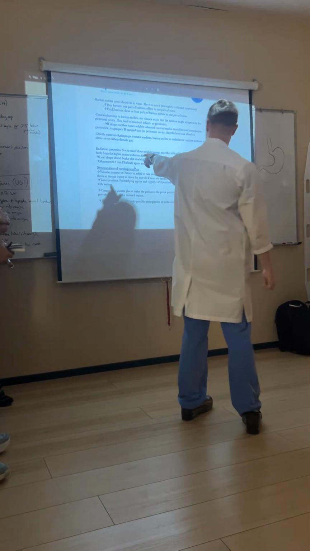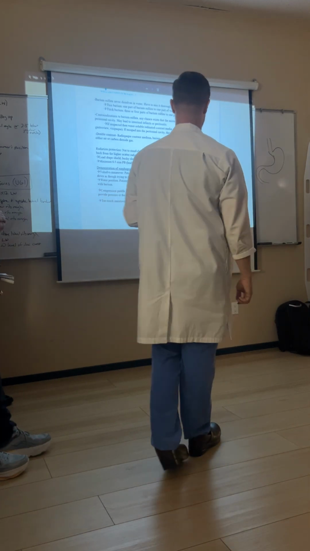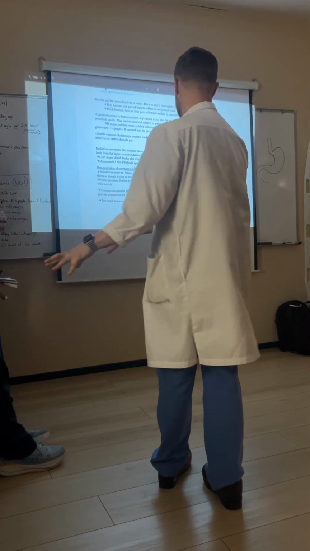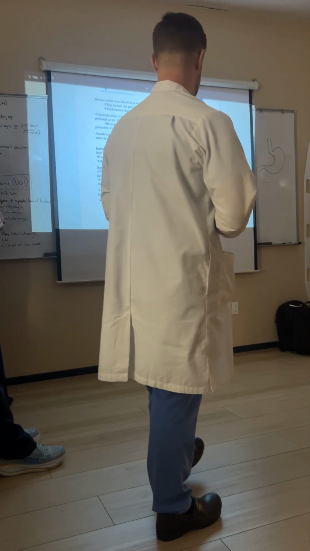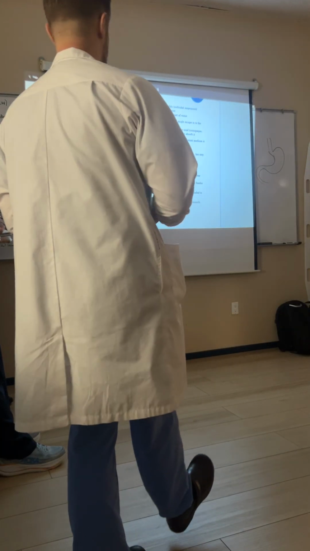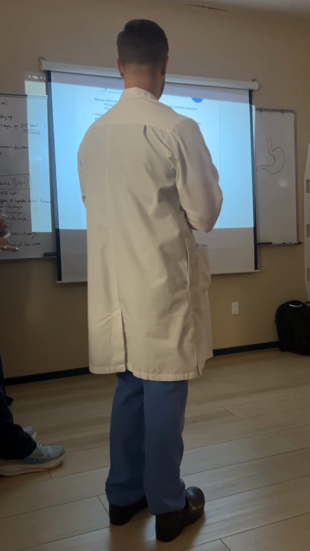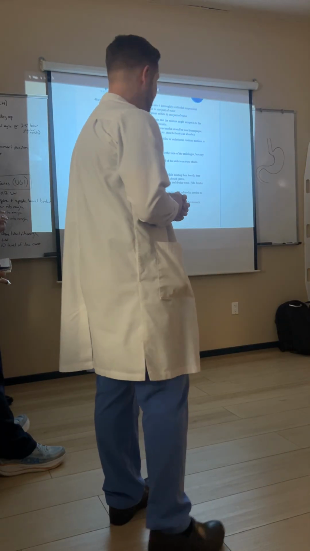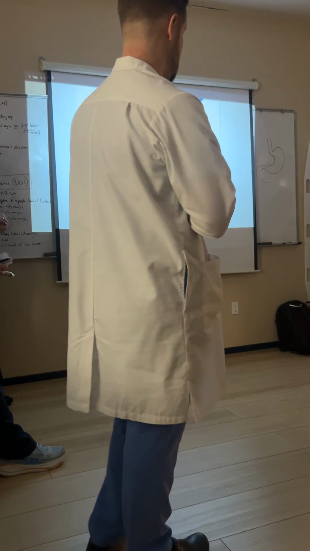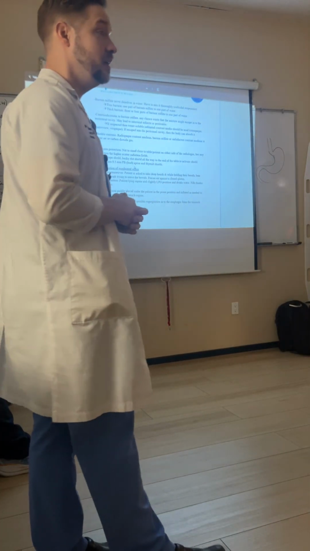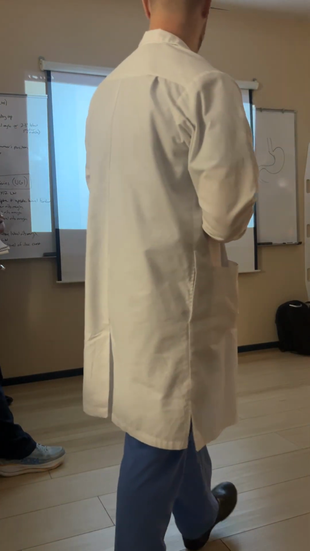So again, lead drape shield, Bucky slot shield, those will protect you here if you're the operator, and we wear a minimum of 0.5 millimeters of lead shielding. Part of the upper GI exam at the end is to evaluate for gastroesophageal reflux. It's one of the main reasons why we do an upper GI exam, okay?